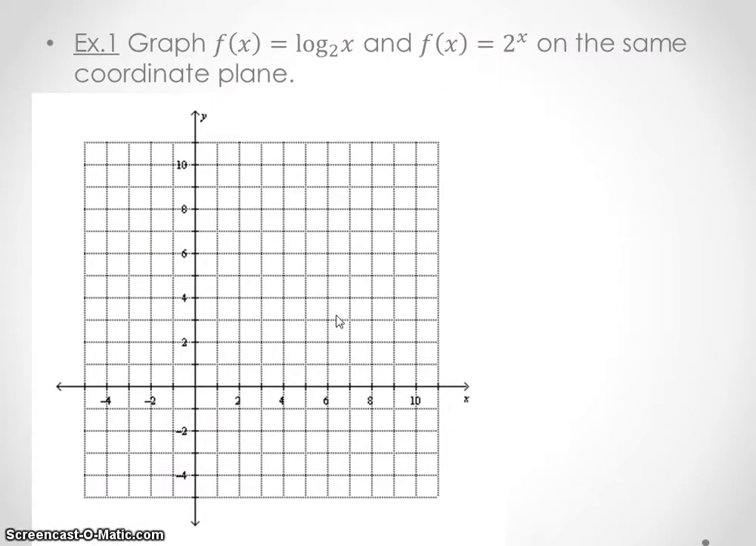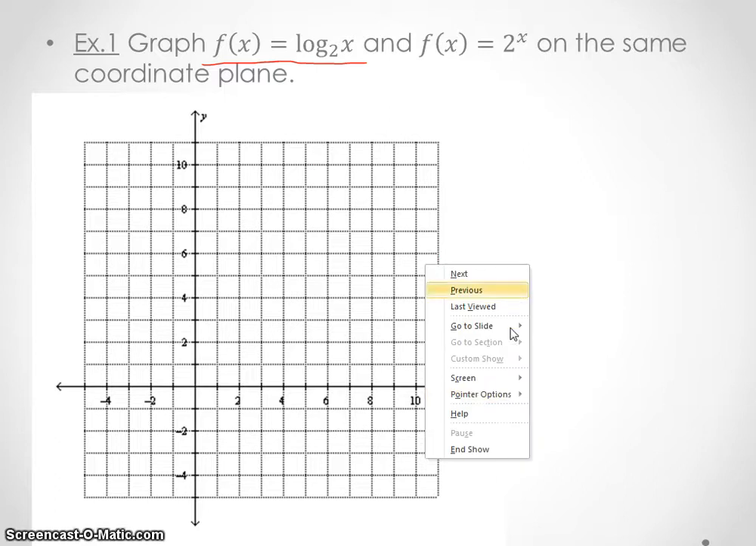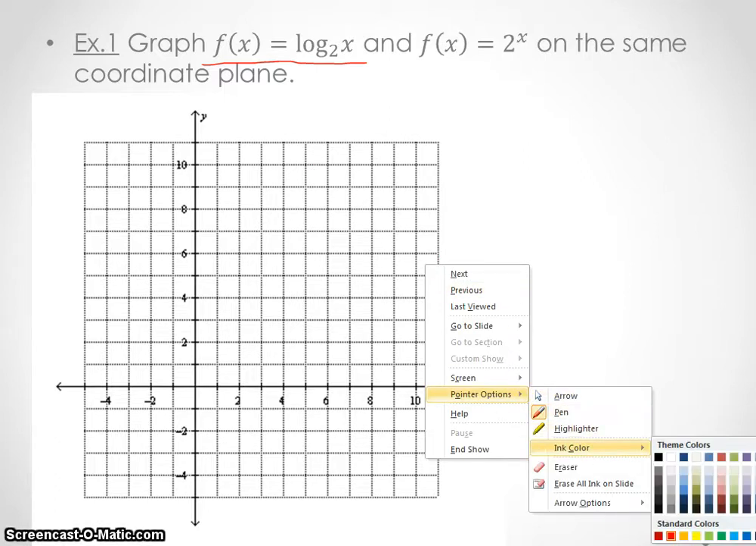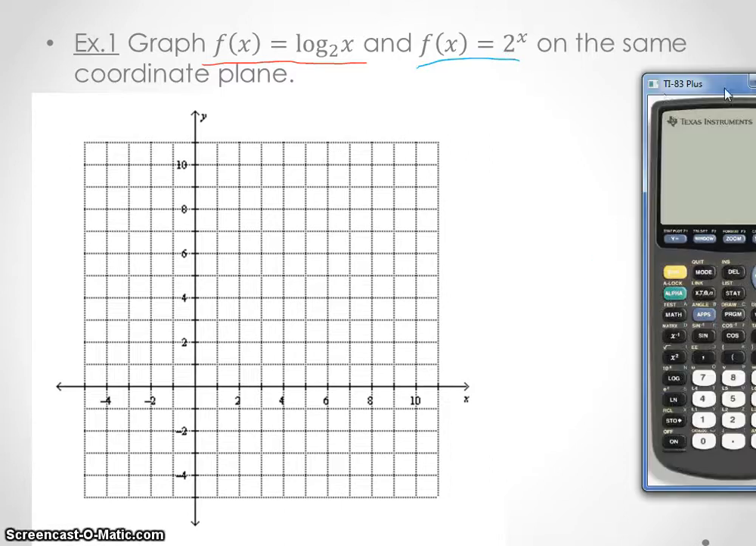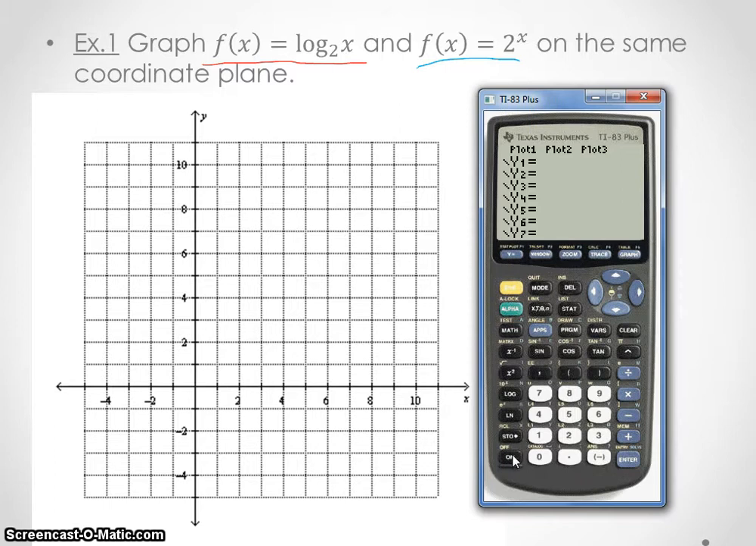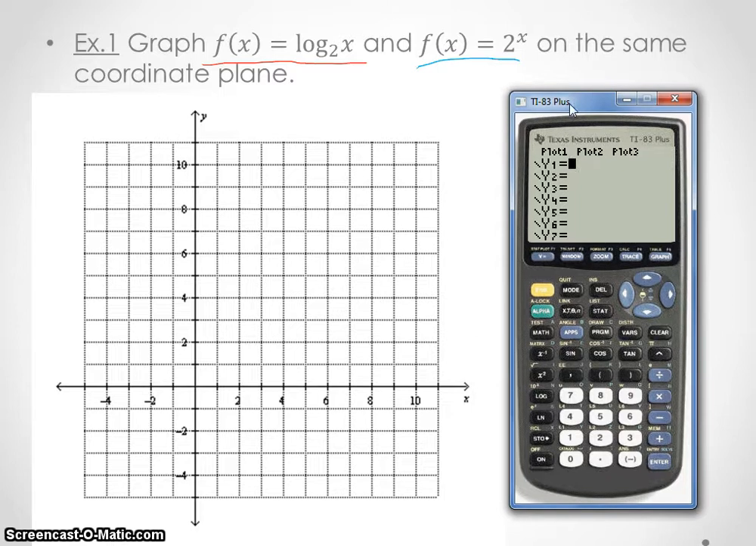Okay, so let's take a look at our first example here. It says graph f of x equals log base 2 of x, and f of x equals 2 to the x power on the same coordinate plane. So let's go ahead, I'll get a different color for my exponential. Do this blue, that's pretty. Okay, and let's go ahead and grab our calculators so that we can actually graph these. The easiest way to get an XY chart is through this guy. So we go to our y equals screen, and we say, all right, we need to graph these equations.